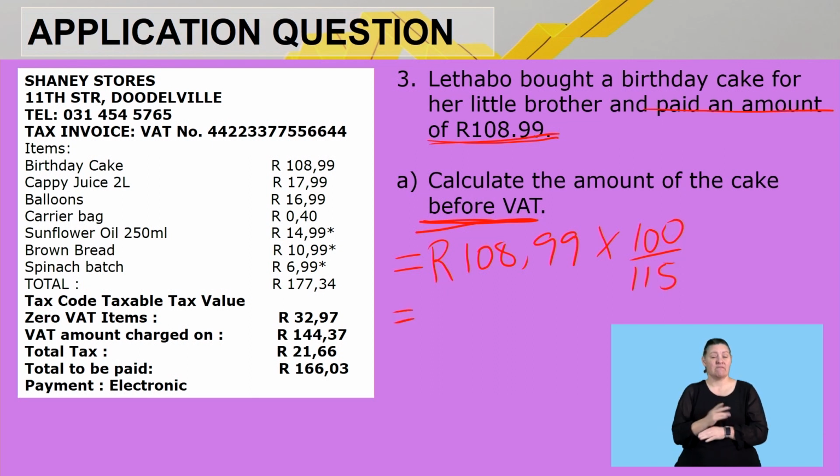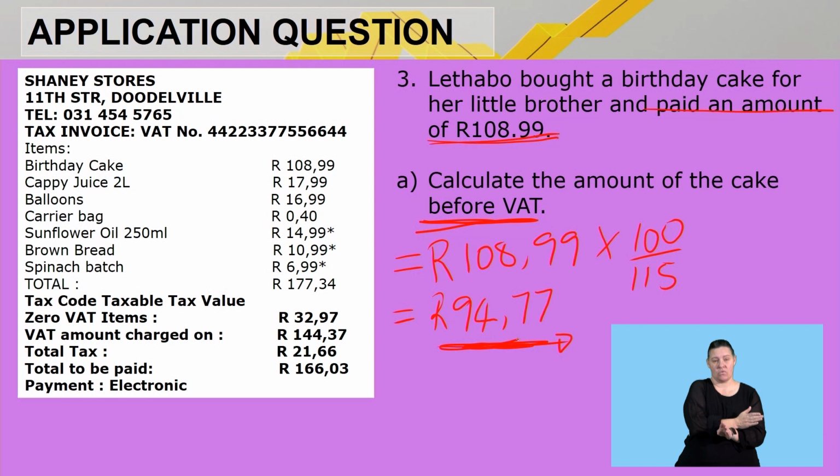So before VAT, this birthday cake was 94.77. This was before, so now VAT has already been added. That is why it appears to be more than this one. It's less because VAT was not yet added on it.